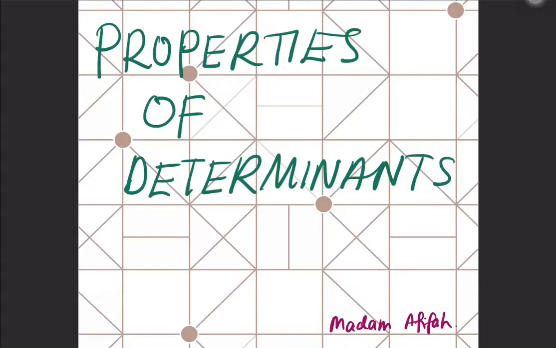In this video, we are going to discuss the properties of determinants. There are 6 properties of determinants. Let us start with the first one.